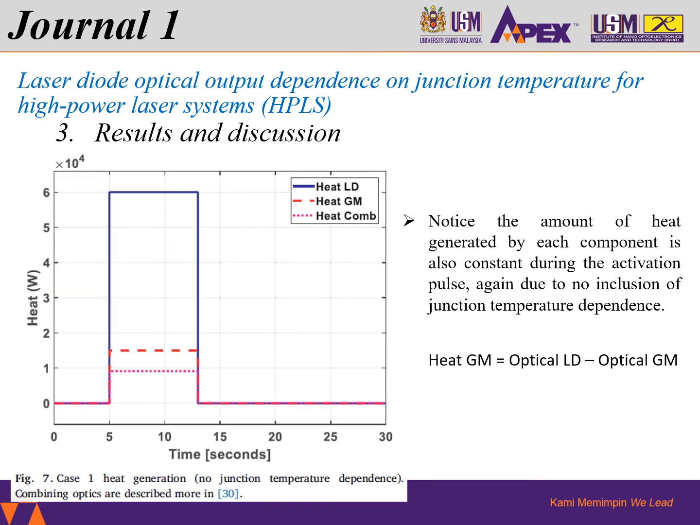This is the heat generation from the HPLS system. If you remember, I mentioned that power not converted into optical power will eventually become heat. You can see the heat in this first case is also constant because of no inclusion of junction temperature dependence. Just for your information, the heat of gain media is the optical laser diode minus the optical gain media. This is just for reference, and this is the heat number.